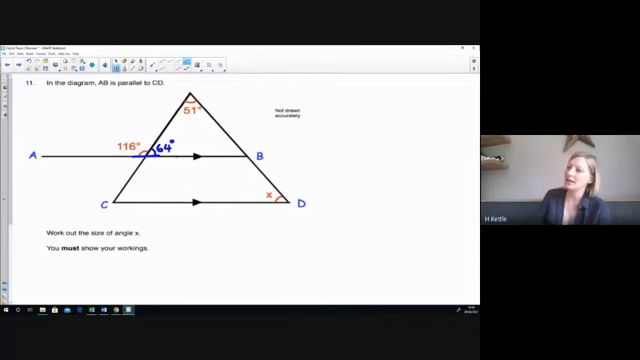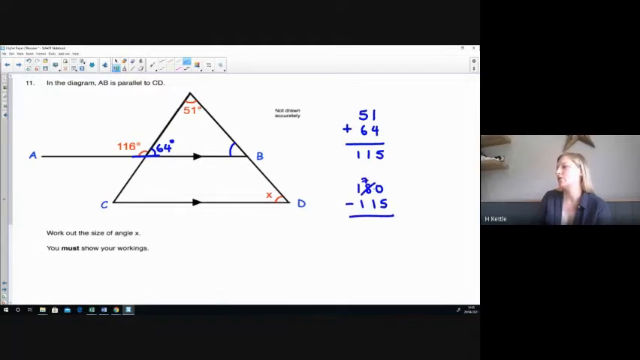And then that immediately gives me this triangle, and I know that angles in a triangle add up to 180. So I've got 51 and 64. So I would show my working. 51 add 64 is 115. And then I would do 180, take away 115. Now, if there's more on the floor, borrow from next door. So 10 take 5 is 5. 7 take 1 is 6, and 1 take 1 is nothing. So we've got 65 degrees here.